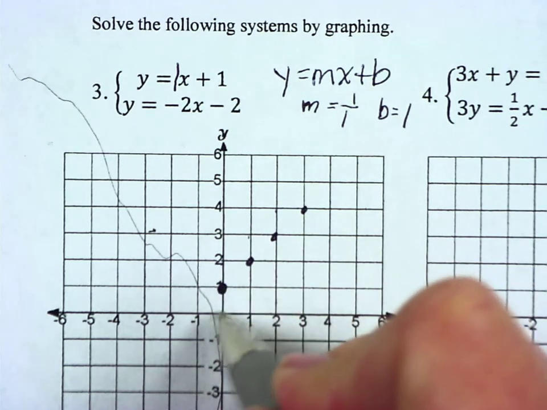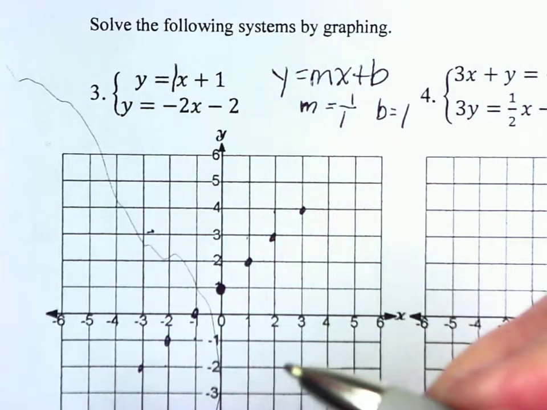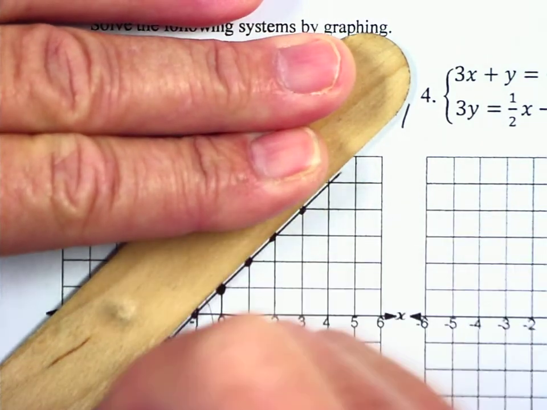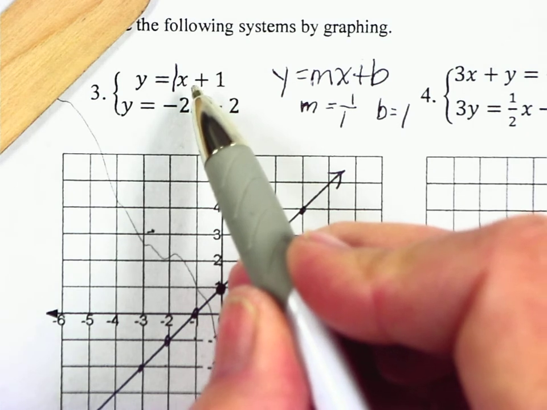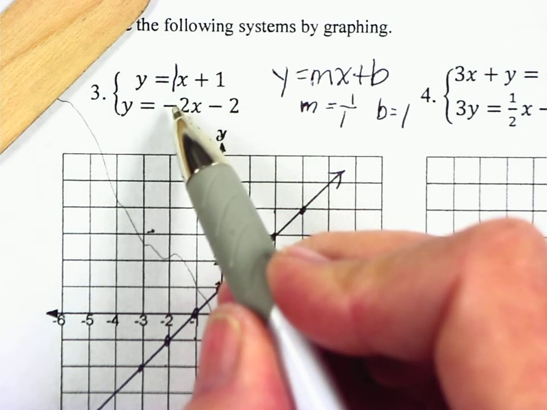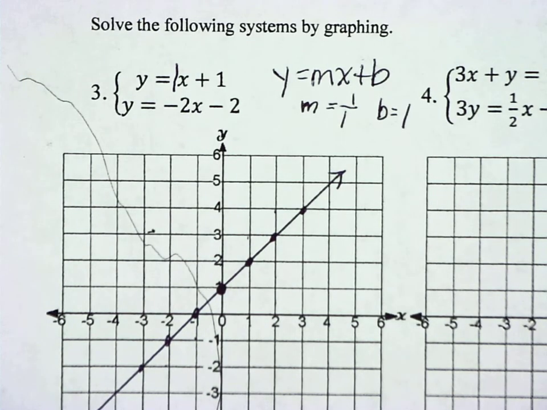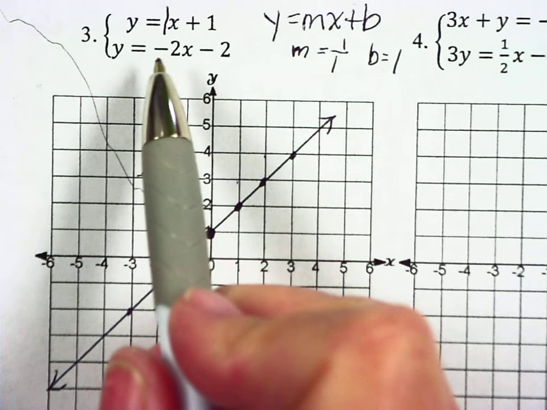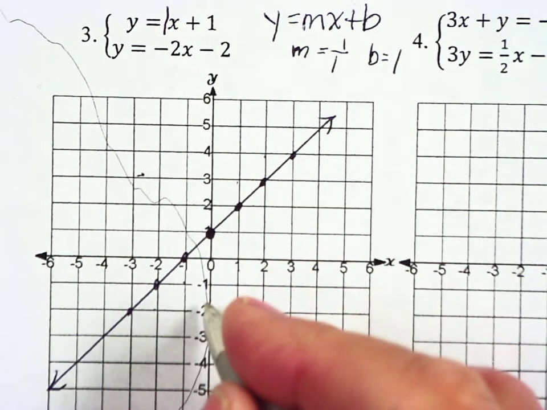Or I could go down 1 and back 1. Down 1, back 1, down 1, back 1. And I'm going to connect my points, and I have just graphed this equation. Now I'm going to graph this one and hope that I can find a point where they intersect. Because two straight lines are always going to intersect one time and one time only unless they're parallel or the same line. Okay, my y-intercept is -2, so I'm going to begin at -2 on the y-axis.